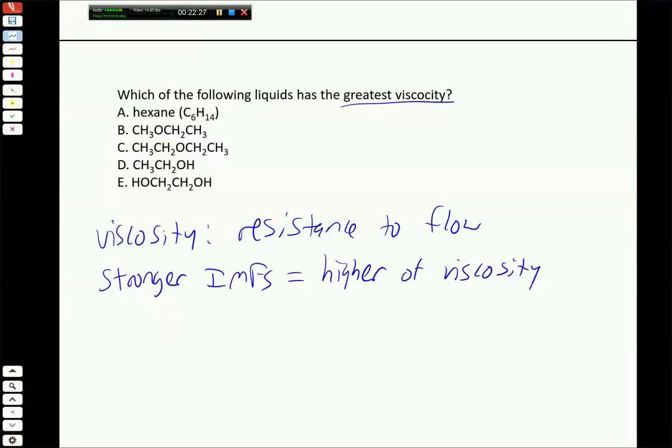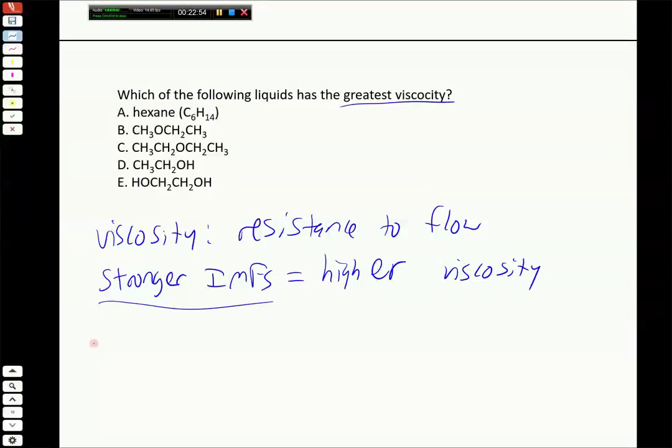And if we're trying to predict which liquid of these choices has the highest viscosity, we want the one that has the strongest intermolecular forces. Higher viscosity, so stronger IMFs correlate with higher viscosity. So we want to think about what the intermolecular forces are that are present in all of these, keeping in mind that there are 3 major types of IMFs.